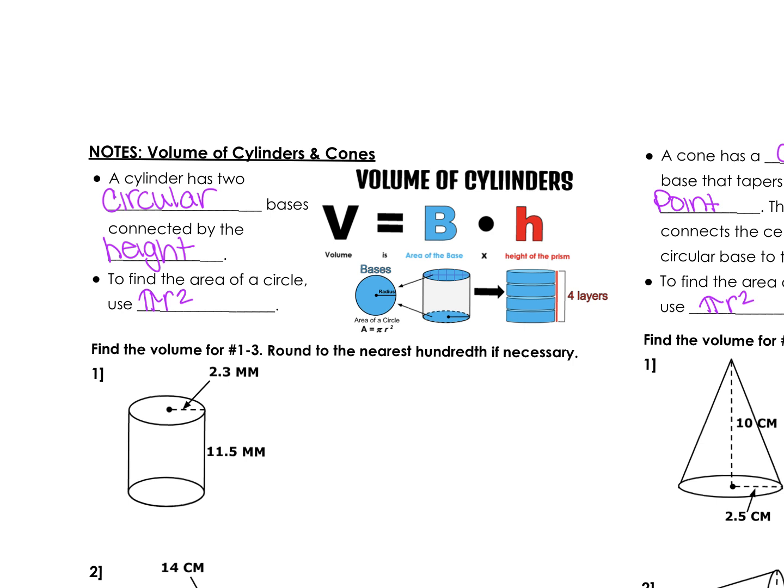As a reminder, a cylinder has two circular bases and it's connected by the height. That's a big thing. Always remember, height connects the bases. Okay. And then to find the area of a circle, we use pi r squared, because remember that pi r squared, the area of a circle, is what we're substituting in for big B. So let's walk through just a couple of examples.